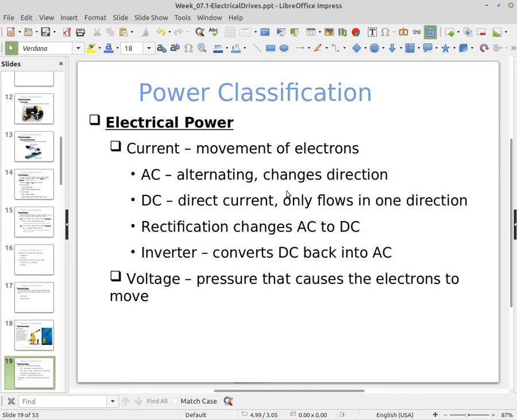We also have things called inverters, which will take a DC, which is just going in one direction, and invert it and send it back in the opposite direction, so we can turn it back into AC, where it goes forward for half the time and then inverts and sends it in the opposite direction for the other half of the time. Now, to get these electrons to move, to get this charge to move, we have to push it. And voltage is the pressure or the force that causes those electrons to move.